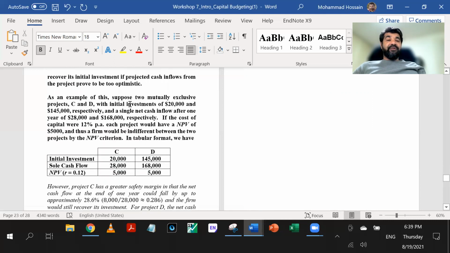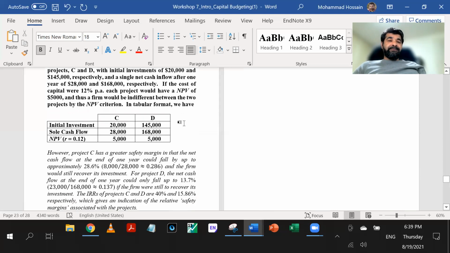As an example of this, suppose two mutually exclusive projects, C and D, with initial investments of 20,000 and 145,000 respectively, and a single net cash inflow after 1 year of 28,000 and 160,000 respectively. If the cost of capital is 12% per annum, each project would have a net present value of 5,000. And thus a firm would be indifferent between the two projects by the net present value criterion.